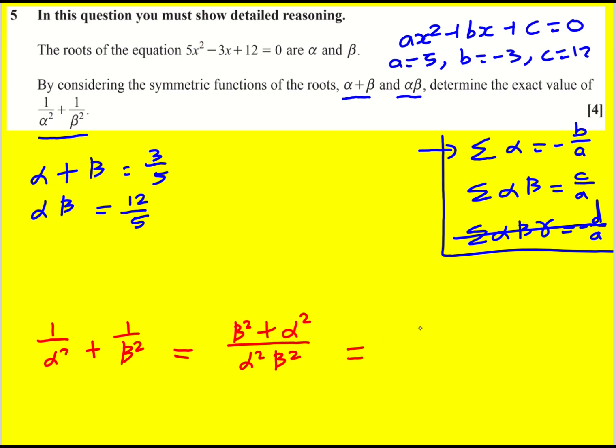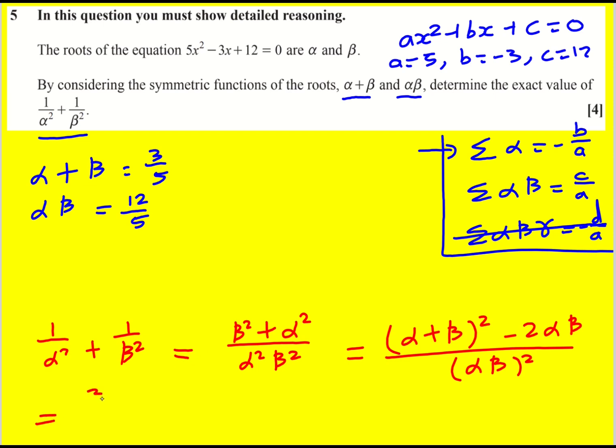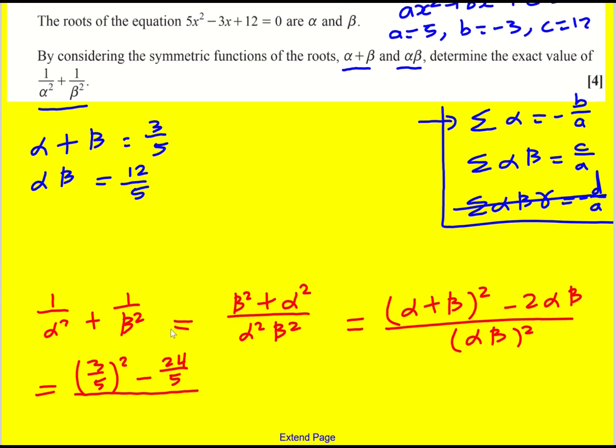Okay, and then that is going to equal, well, alpha squared plus beta squared is actually alpha plus beta all squared minus 2 alpha beta. And here we've got alpha beta all squared. And we're basically ready to sub in then. So I'll have 3 over 5 all squared minus 2 times 12 over 5. I'm just going to go straight for it, 24 over 5. And it's all over alpha beta all squared, so that's going to be 12 over 5 all squared.